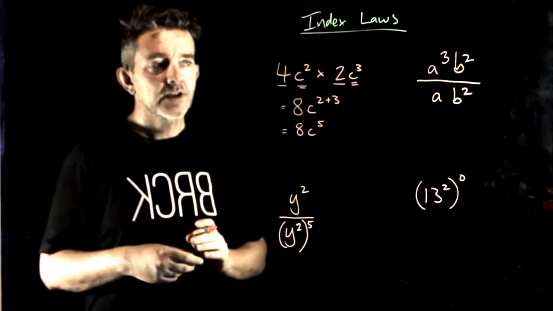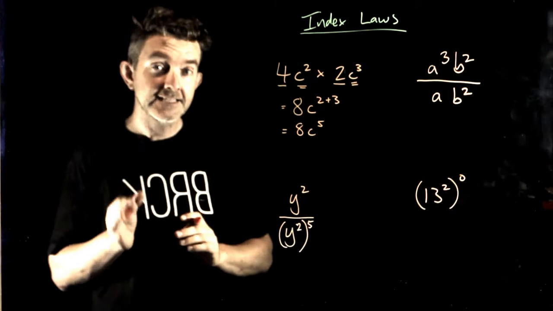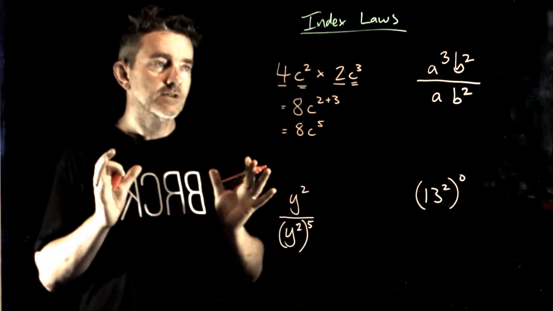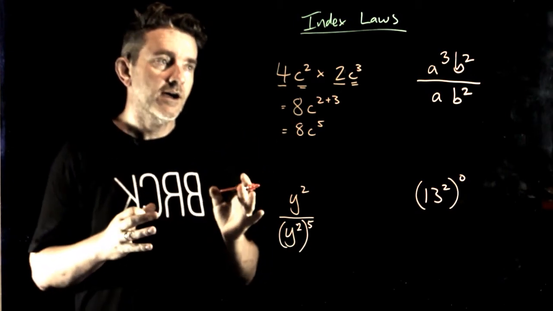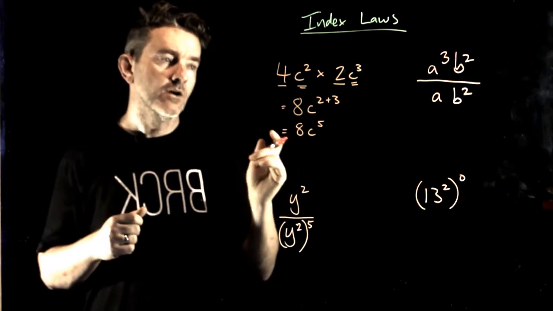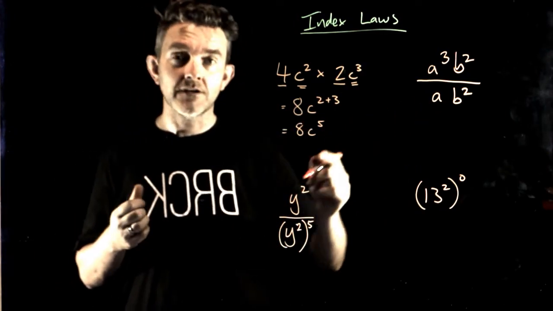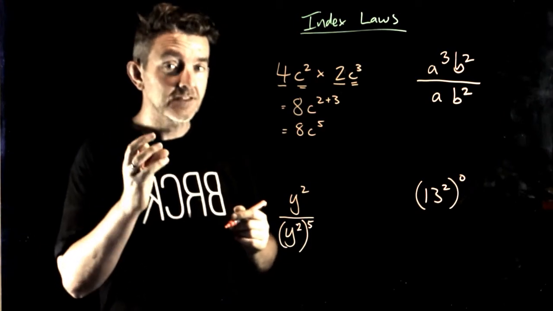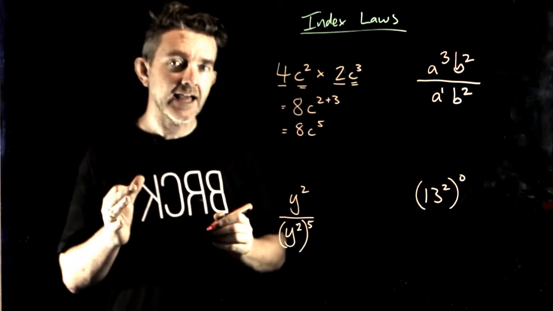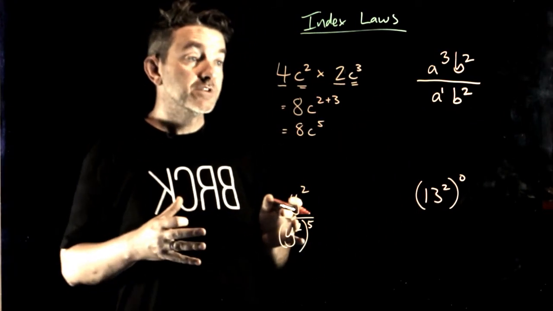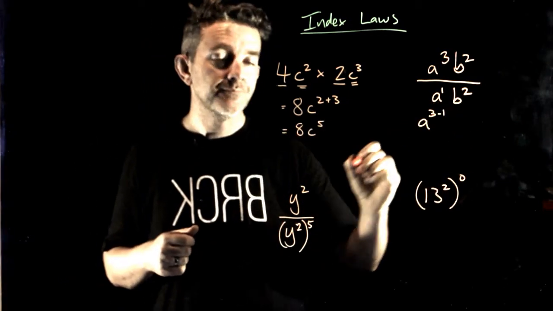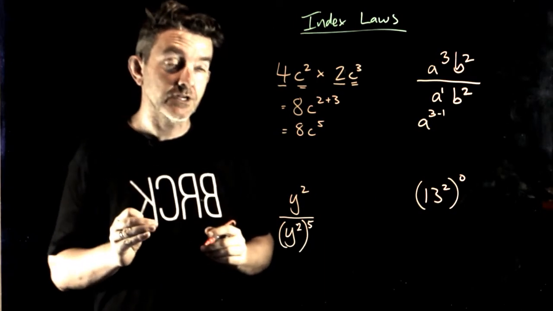This one over here, I've got a cubed b squared divided by a times b squared. Now, I can't really do anything to simplify the top or the bottom. I have to look at the a's and the b's separately and then come back together at the end. One trick is that this a down the bottom doesn't look like there's a power there. If there's no power, you can write a 1, because a to the power of 1 is a. So a cubed divided by a to the power of 1 is a to the power of 3 take 1, because we need to subtract if there's a division going on.